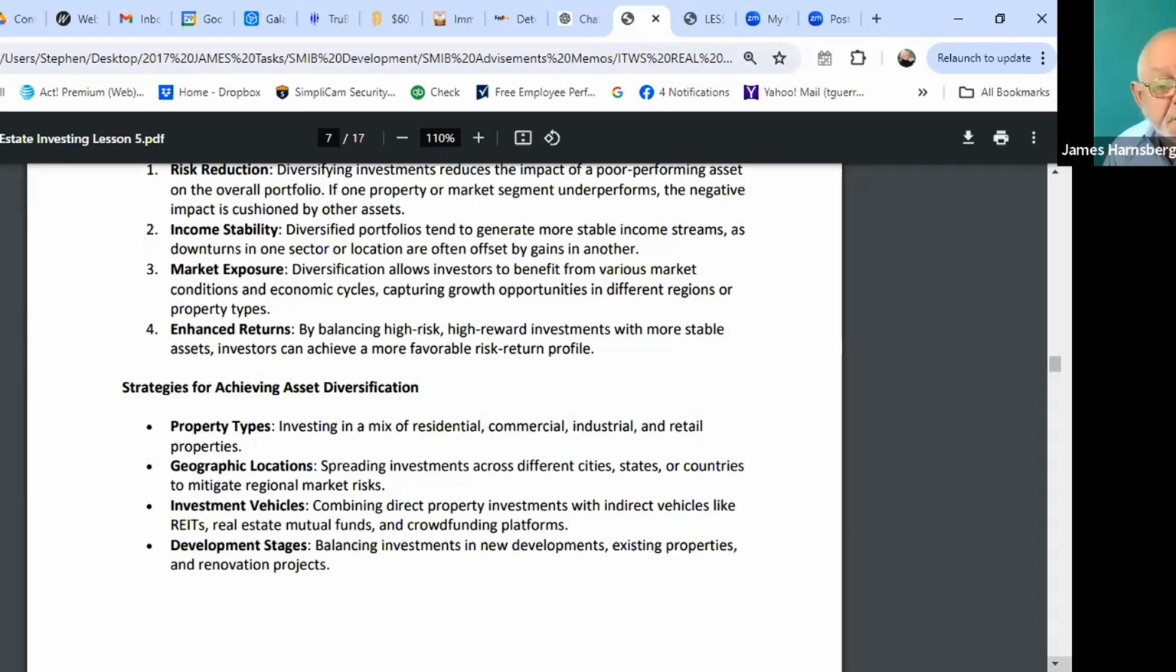Also, the type of vehicle, REITs or mutual funds or crowdfunding is one way that you can do it. Those are more passive. But your entity structure or using a self-directed retirement account could be an alternative that would be very favorable in using this investment strategy or approach and balancing your portfolio for longer term retirement income. You have development stages that you would have to balance those investments between new development, existing, or renovation.